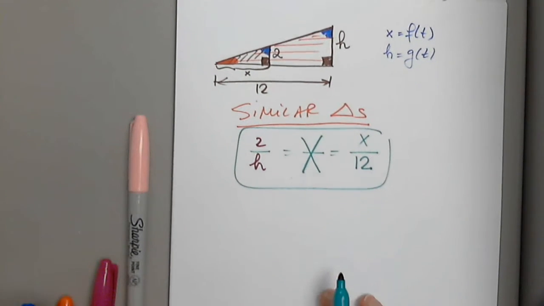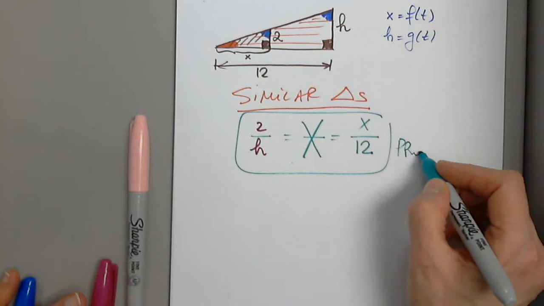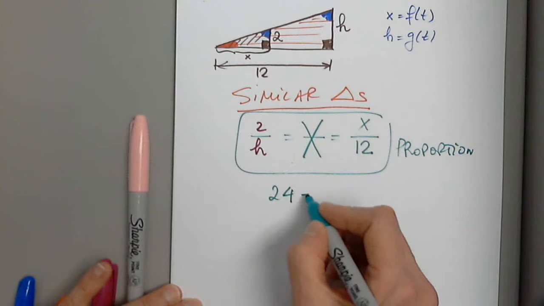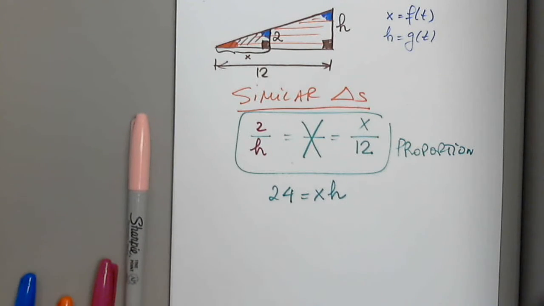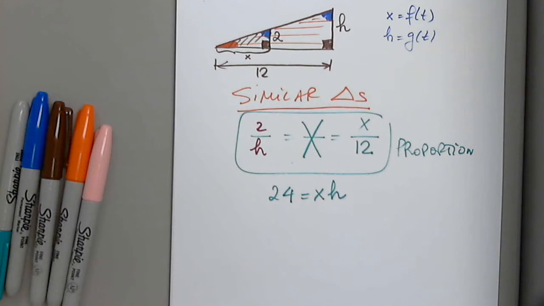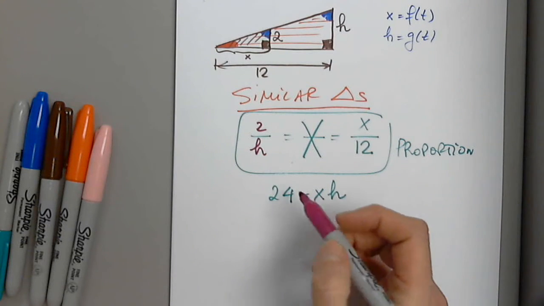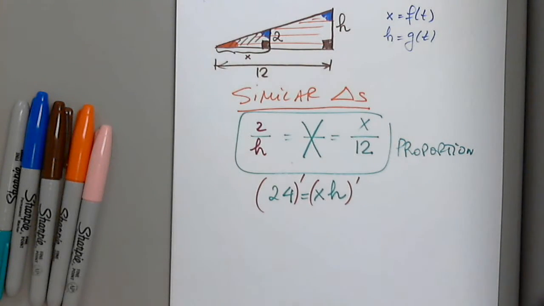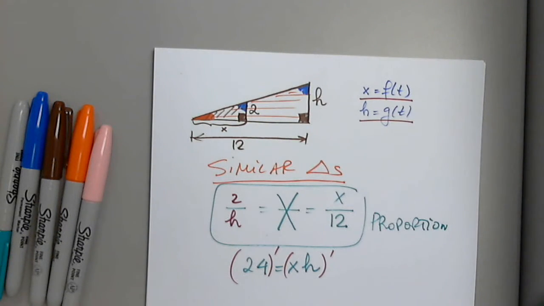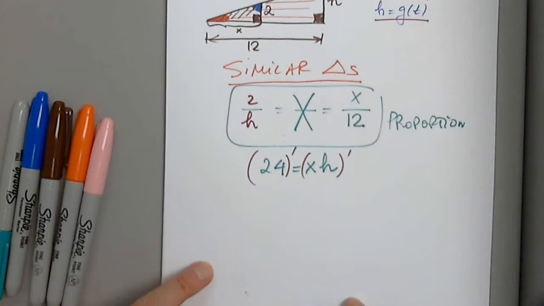And of course, we will do what? Because this is a proportion, cross multiply. 24 equals X times H. Okay. Now, of course, we will differentiate both sides. Remember, the right-hand side is a function of time. X is a function of time, and H is a function of time. A product of 2 functions of time, I meant to say.